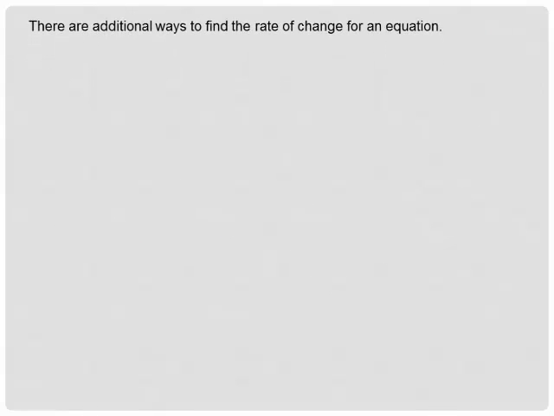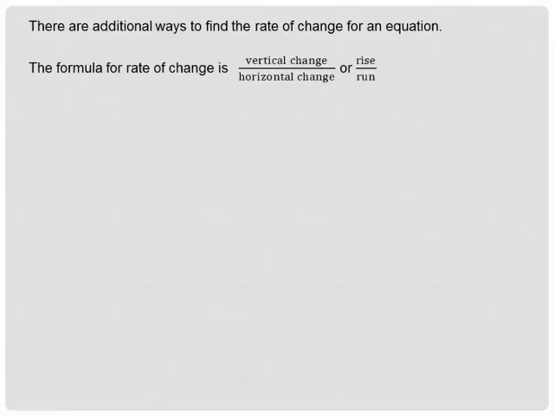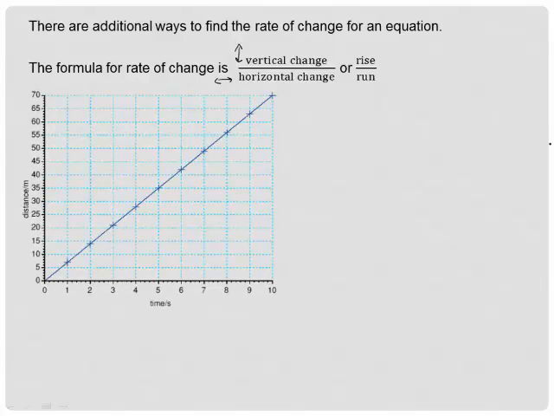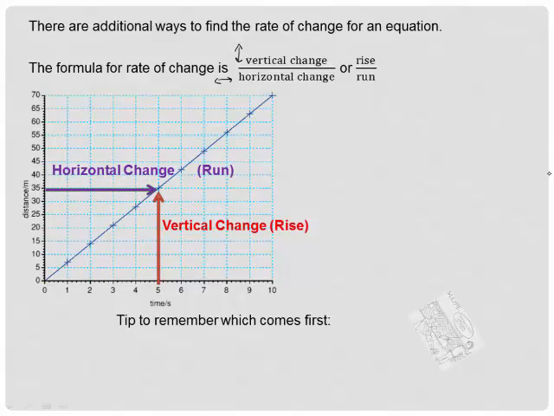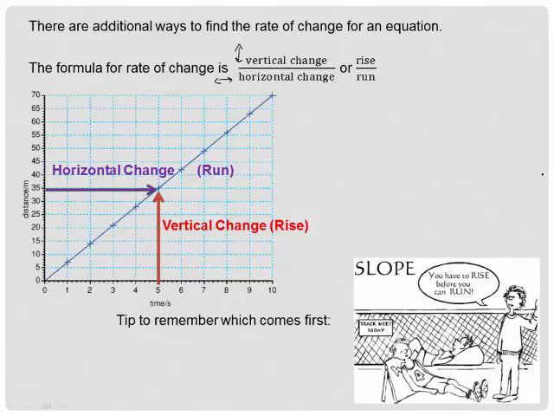There are other ways to find the rate of change for an equation. We get the vertical change over the horizontal change, or rise over run. Vertical is the amount of change up and down. Horizontal is the amount of change right or left. So if we have this graph, our vertical change is our rise, and our horizontal change is our run. And there's a tip to remember which comes first. You have to rise before you can run. So rise comes over run.